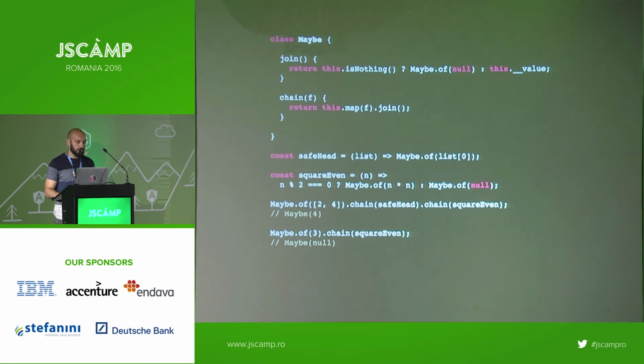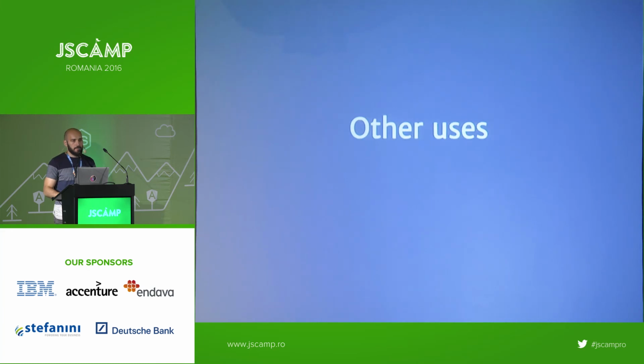Which leads to, again, very easy to read code at the end. So we can use functions that return functors, and we can compose them using chain. Right, those were the definitions.